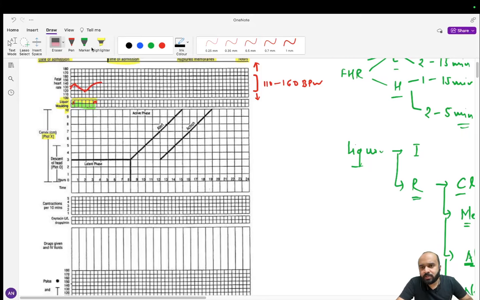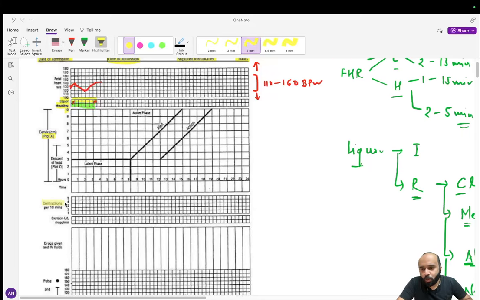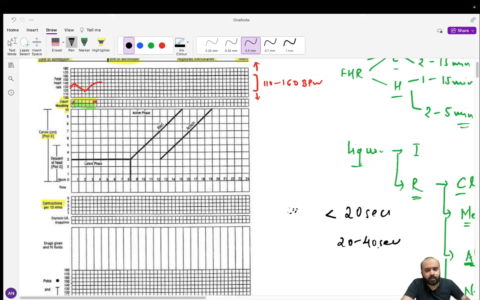After that comes the contractions. How many contractions per 10 minutes? Now, there's a specific way of mentioning it. If the contractions are lasting for less than 20 seconds, then I'll be putting dots. If they are lasting between 20 to 40 seconds, then I'll be plotting it in the form of these lines. Whereas if they are more than 40 seconds, then I'll be making it completely solid color. So if this is my box, this is how it will look.